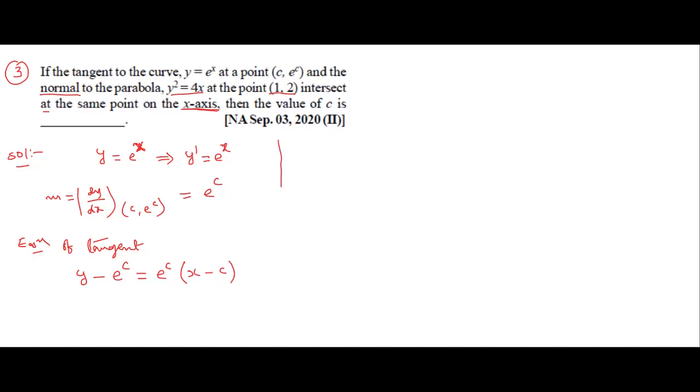Next, go to the second curve. What is given as the second curve? y square is equal to 4x. Do the differentiation: 2y into y dash is equal to 4. Slope of tangent dy by dx at point (1, 2) is 2 by y. Y means how much? 2.